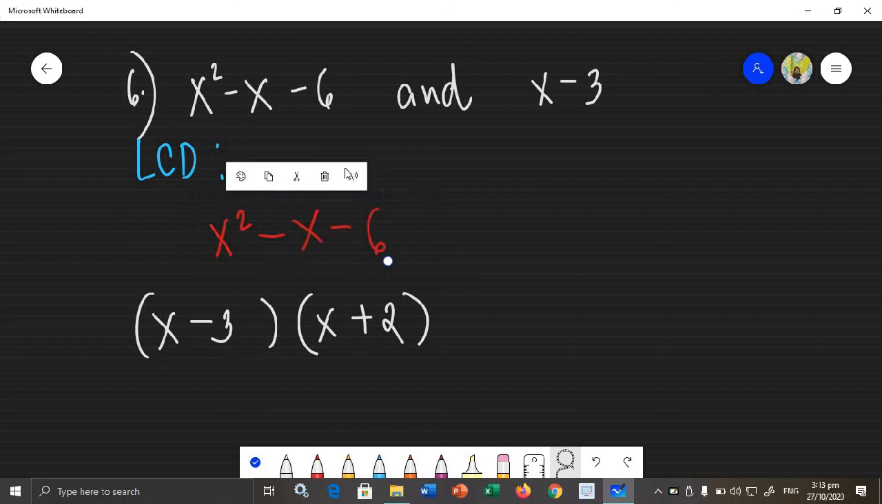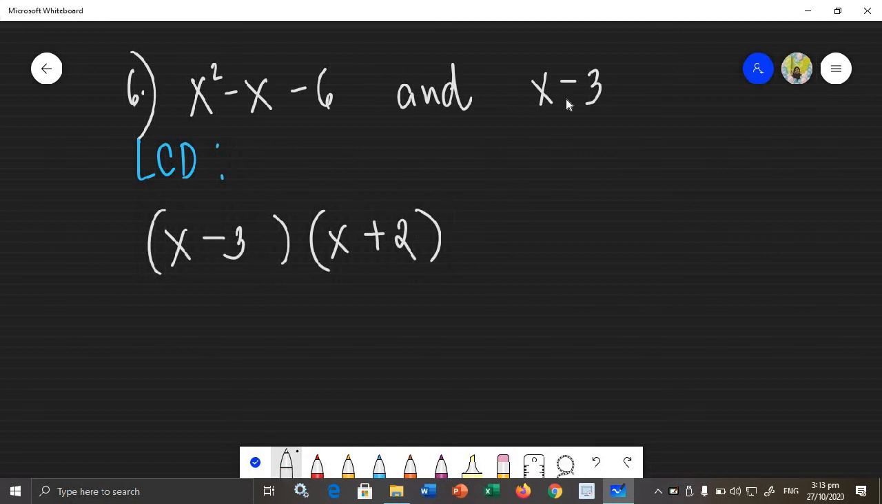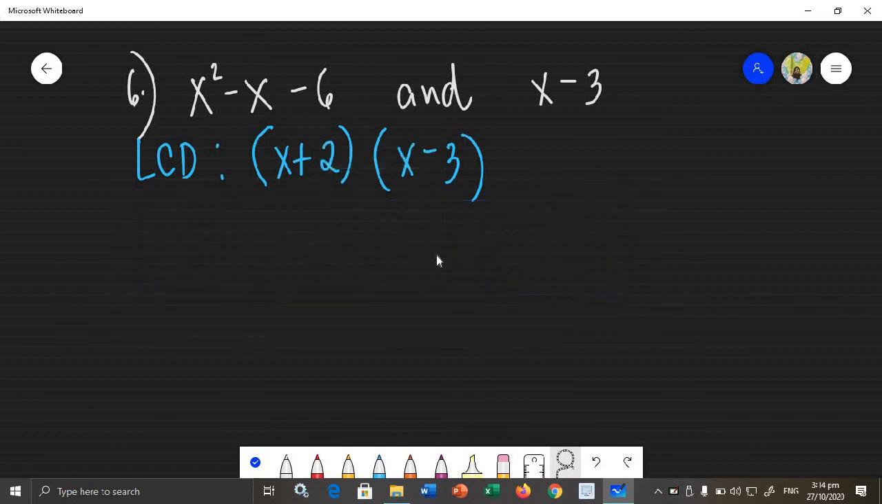So if I am going to write these factors beside the other given, so i-write ko na din siya, si x minus 3, you will observe na there are 2 or merong dalawang x minus 3. So therefore, we will count this as 1 only kapag sinulat natin yung LCD. So therefore, the LCD is quantity x plus 2 and quantity x minus 3. Counted as 1. Okay? Pag dalawa yung same na factors, counted as 1. Pag tatlo, counted as 2. Okay? So that is the LCD of example number 6.